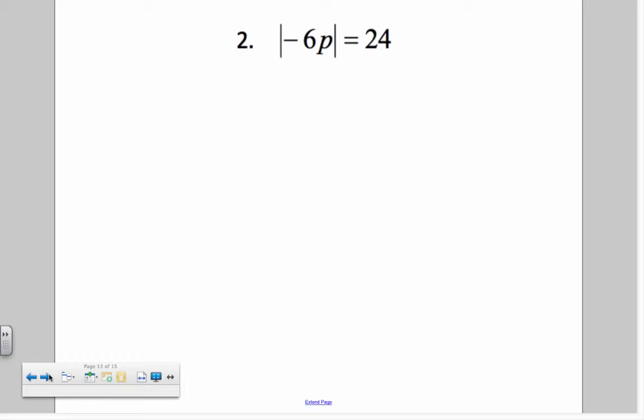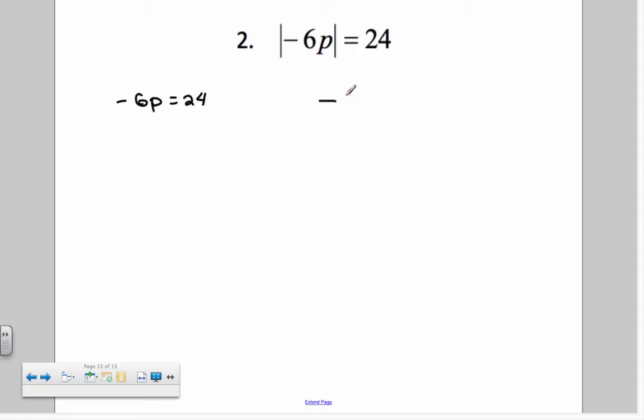So let's go ahead and split this up. The absolute value of negative 6p equals 24, and I'm going to rewrite that into two different equations. There's a possibility that negative 6p, when I multiply negative 6 times p, equals 24. Because remember, if I put 24 into the absolute value, that absolute value would still be 24.